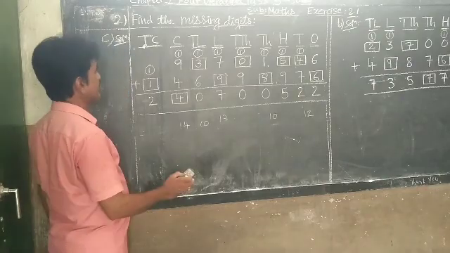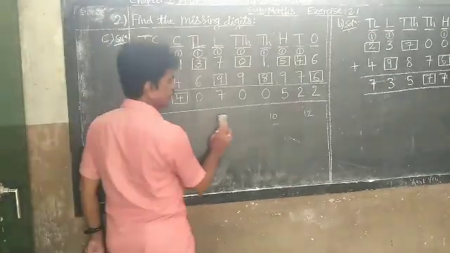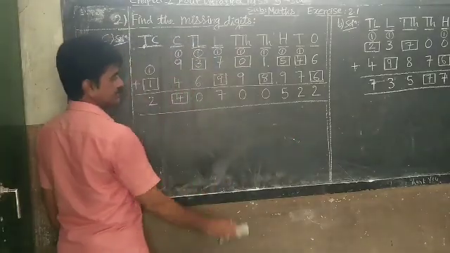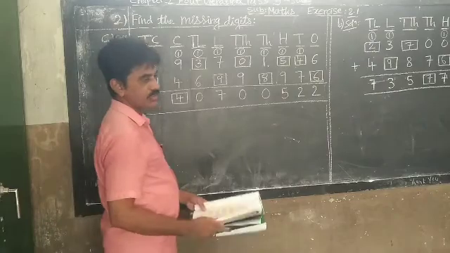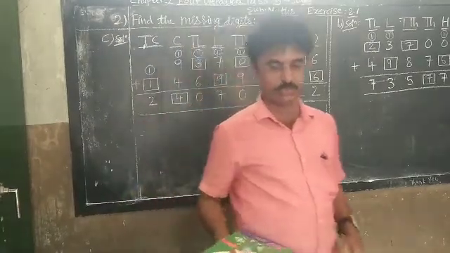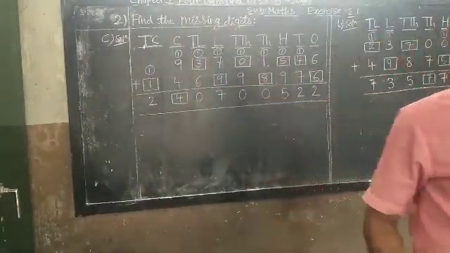Understood? So C also I have done. At least you do the D question for homework. Clearly write all these in your CW. Thank you. Remaining problems in the next class.